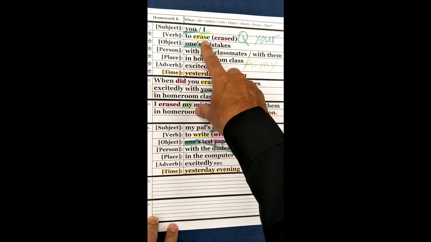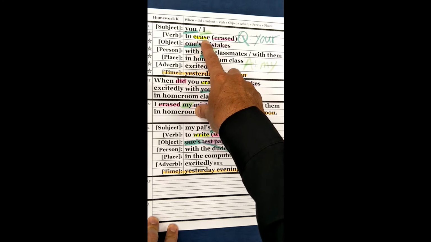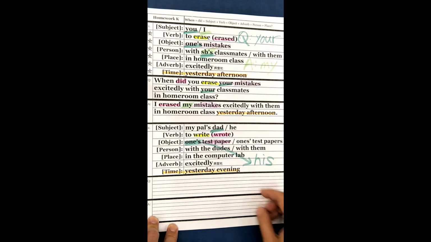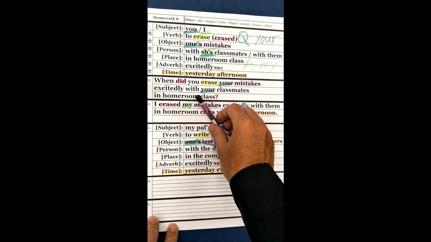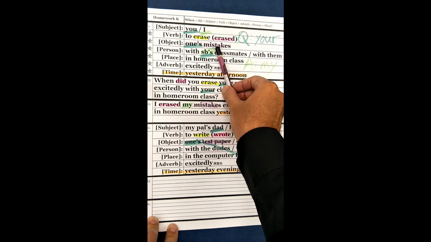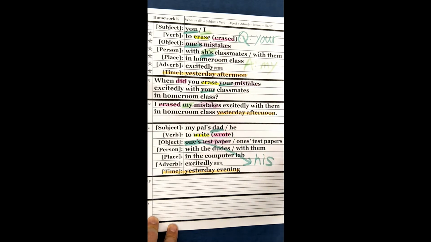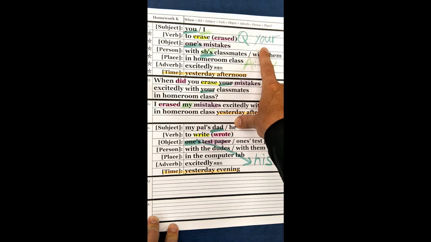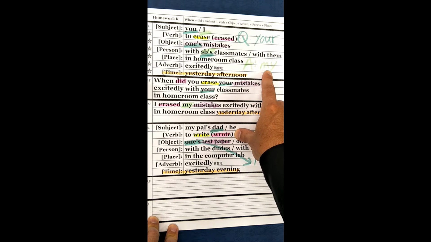Take out your yellow, color erase. For the question, we will use erase. Take out your pink, color erased. This is the verb we will use in the answer. All right, take out your purple crayon, color one's mistakes. That is the object we will be using. All right, now look. There are two different possessives. So for question, I use blue. For answer, I use green.